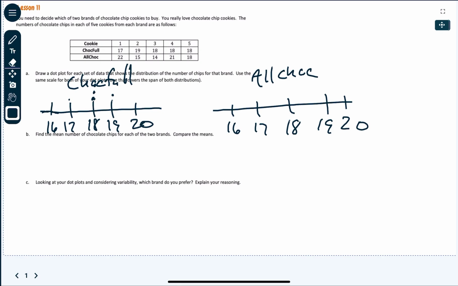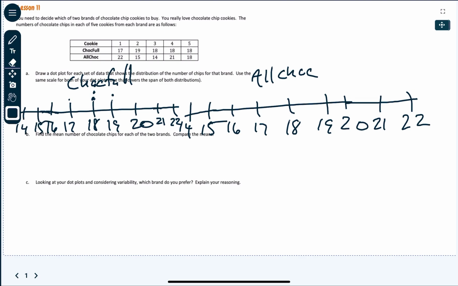All chalk has, whoa, we have to expand it on out, because we got a 21 and a 22 and a 15 and a 14. But have we used the same scale? No, so we're going to have to add 21, 22, this would be 14, this would be 15. Now, all chalk has one at 22, one at 15, one at 14, one at 21, and one at 18.